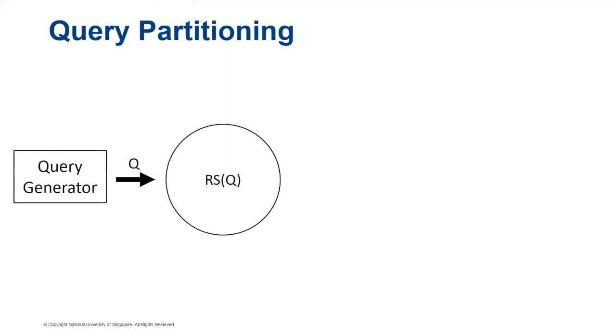So the idea is that we have a query generator that generates a so-called original query. You can also see here that this circle denotes the original query's result set.